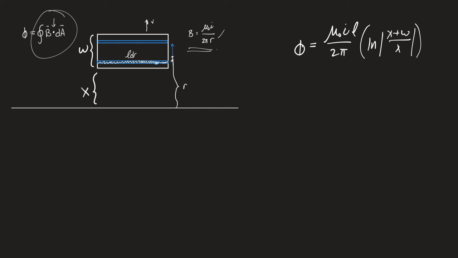Can we agree this is a single loop? Okay. So if I want the EMF, then I'm going to do d/dt of the flux from there.